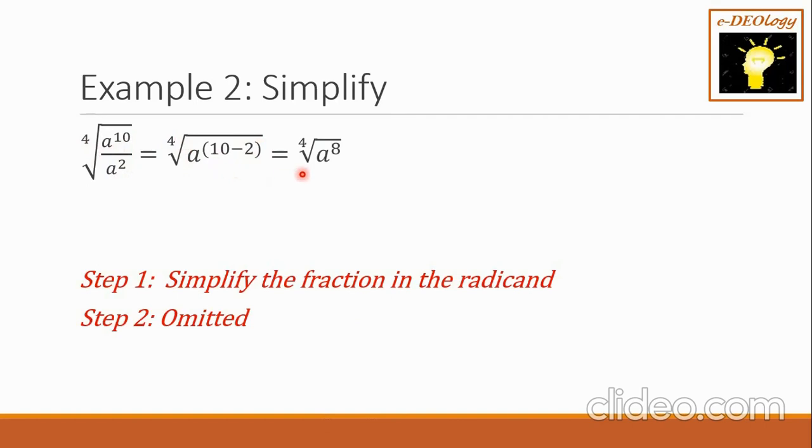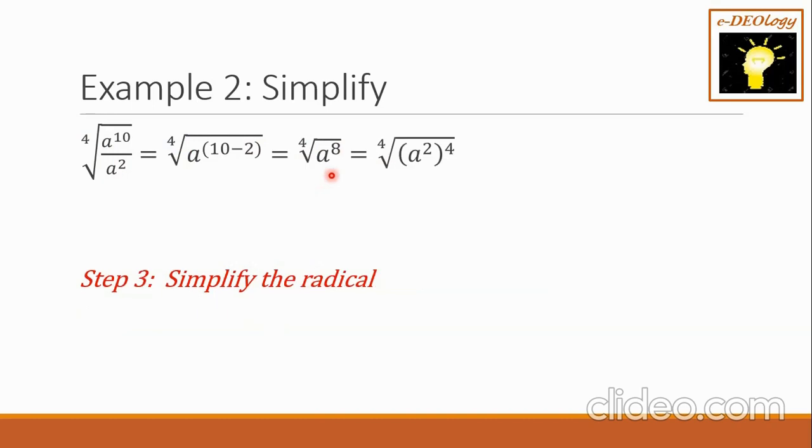So it is now simplified into the fourth root of a raised to 8. Step 2 can now be omitted because there is no more fraction inside our radical. So in step 3, our index here is 4. So we're going to show that this a raised to 8 is a power of 4. The term inside here is a squared.